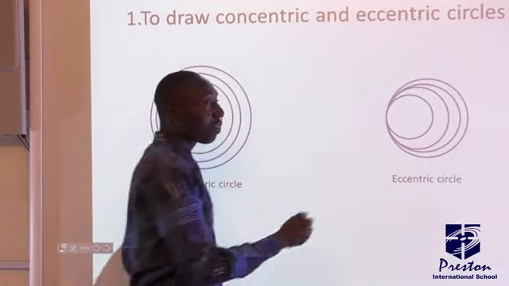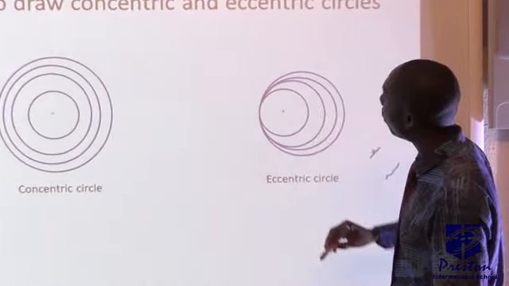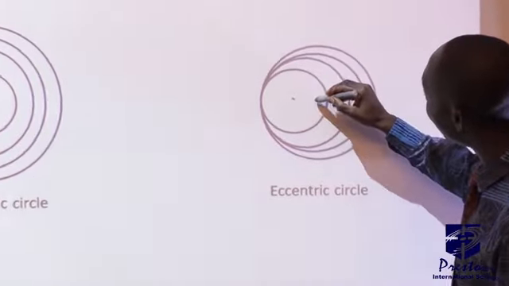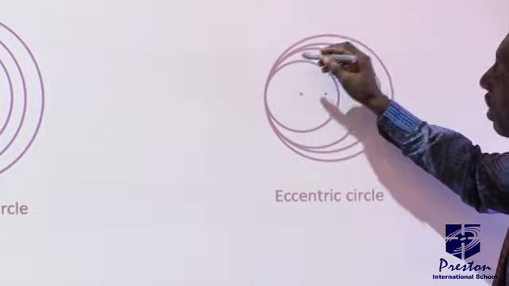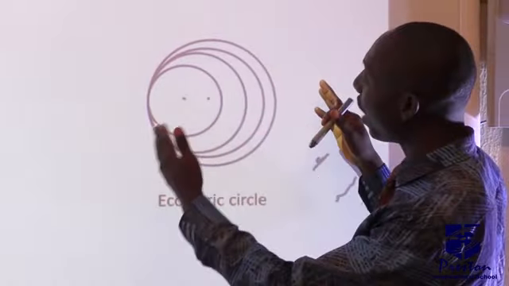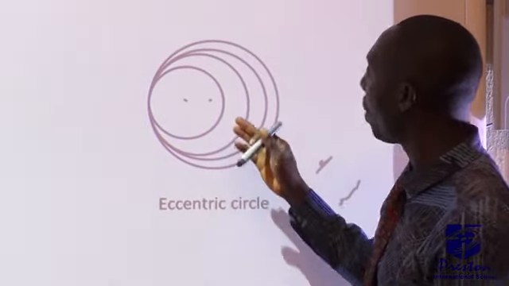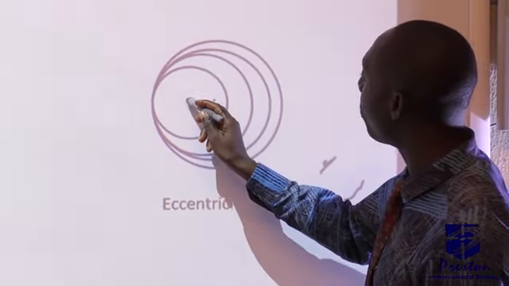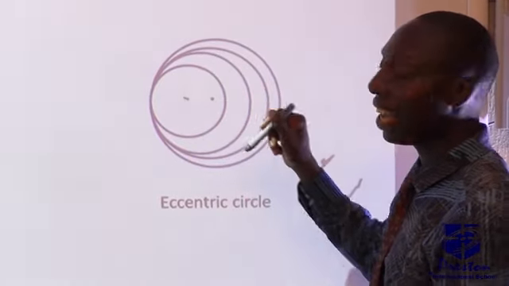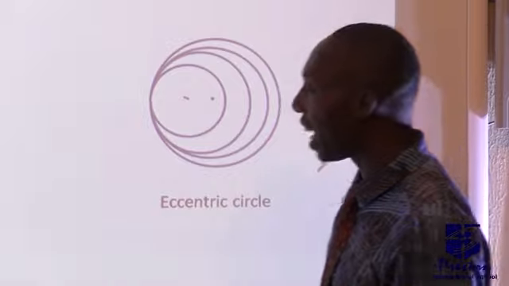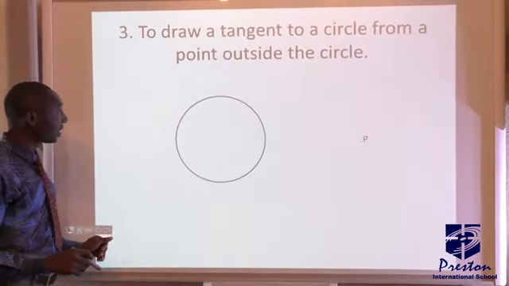But in the case of eccentric circles, you have different centers. Like the center of this one is here. The second one, the center is in another location. You have different center and different radius. As the circle is becoming bigger, you have a different center for it. So you can draw your circle by picking a particular point, and another point, and draw a bigger circle of a larger radius. That's concentric and eccentric circles.